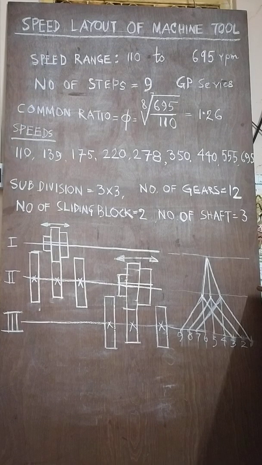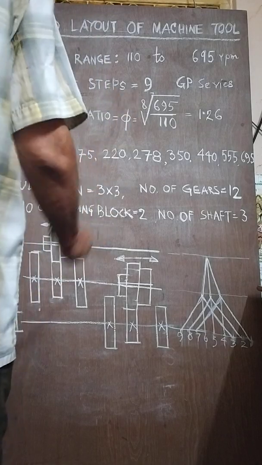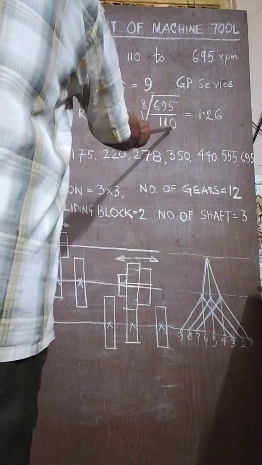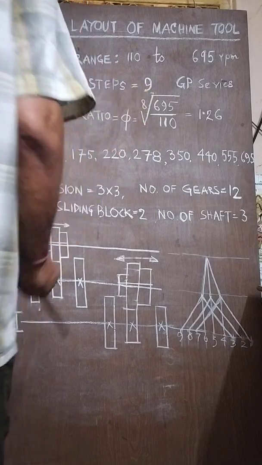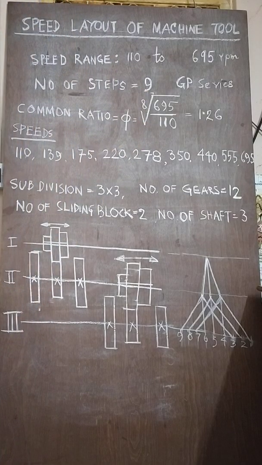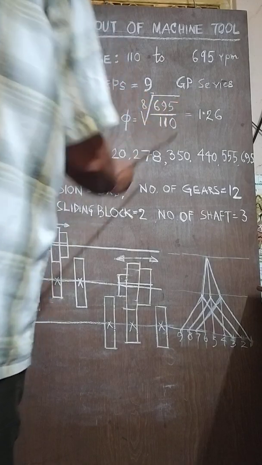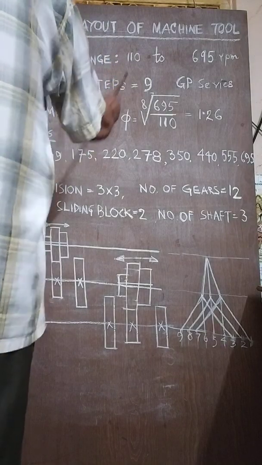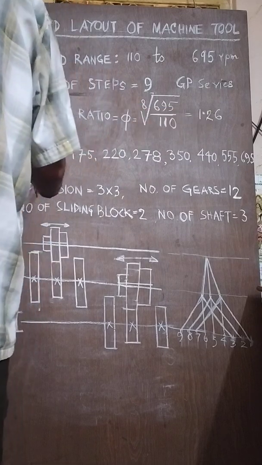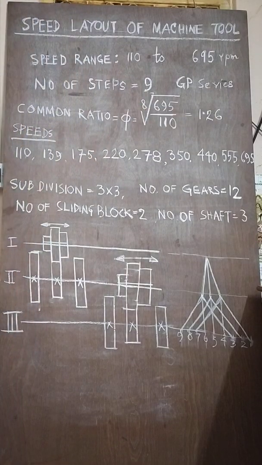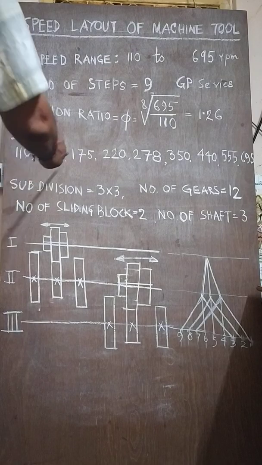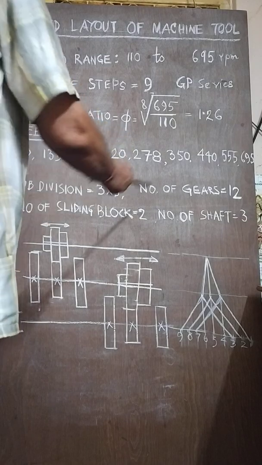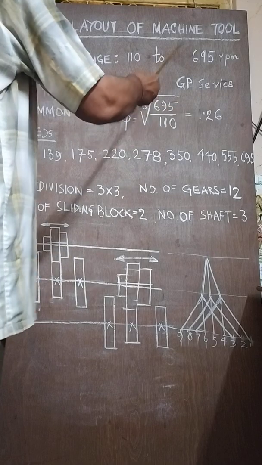The common ratio is like this. 9 minus 1 is 8, so the last term divided by the first term, and the 8th root of that, is found to be 1.26. So this is the common ratio. If the first speed is 110, the second speed will be 110 into 1.26, which becomes 139 when rounded. The third speed is 175, like this. The last speed is 695. You keep on multiplying.